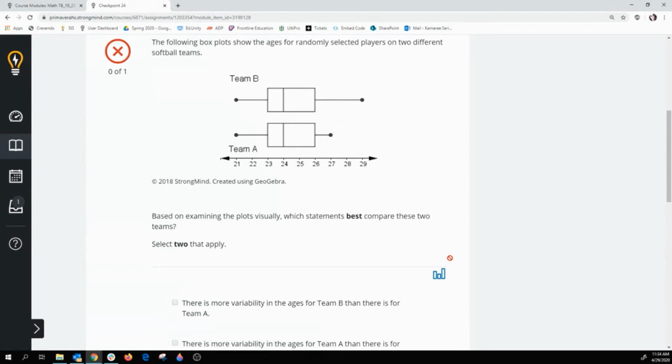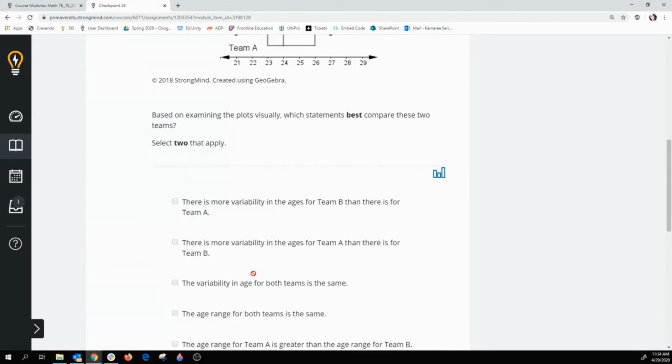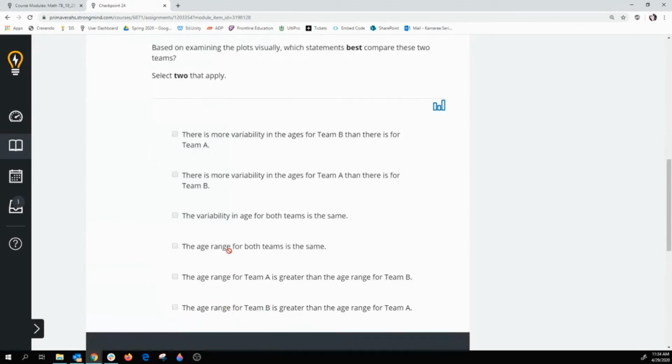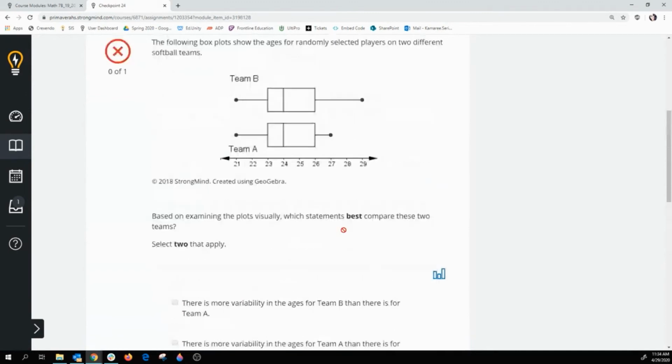All right. So we're picking two that apply, and the answer choices give me different choices for range and variability. So those are the two that I am looking at. Based off of just looking at them, Dawson says that B has a longer line. Perfect. So since B has a longer line, what does that tell you about its range? Is the range going to be bigger or smaller than Team A? It is going to be bigger.